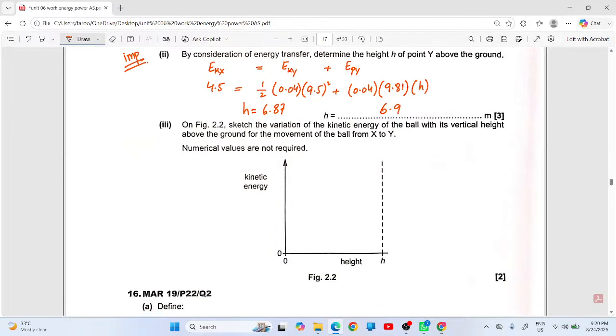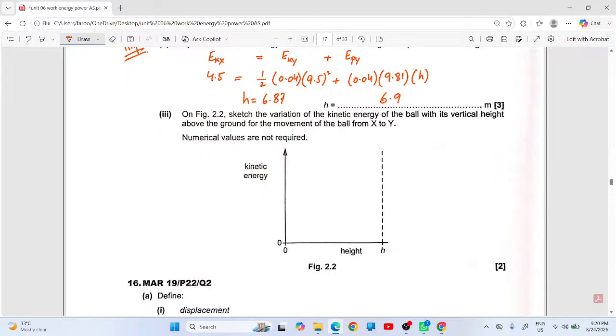On figure 2.2, sketch the variation of the kinetic energy of the ball with its vertical height above the ground for the movement of the ball from x to y. The ball is moving from x to y; the height will be maximum, then the velocity will be zero. Kinetic energy of the ball with its vertical height: we know that as the vertical height increases, the kinetic energy will decrease. It will be like this, right?